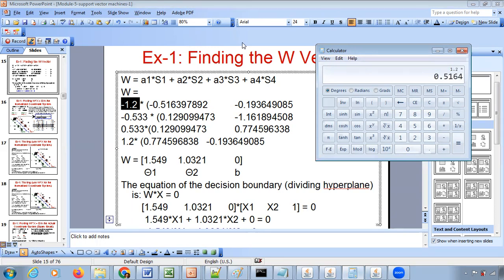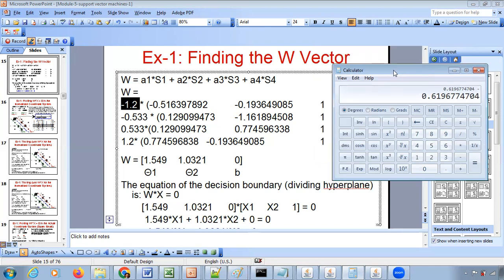0.5164. You can just take 4 decimals if you want, or you can type the entire thing. Let me type the entire thing. It doesn't matter. Once you go up to 4 decimals, it should be reasonably a good approximation. Minus, so now in this case, you see it's a minus times a positive. So overall, it's going to be minus. So if you put a plus here, that doesn't really matter. You're just adding the terms correspondingly. So it's going to be minus 0.533 times 0.129099473. You get 0.1291. That's good enough.